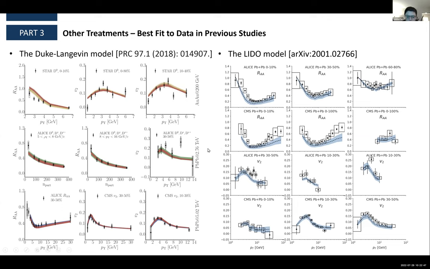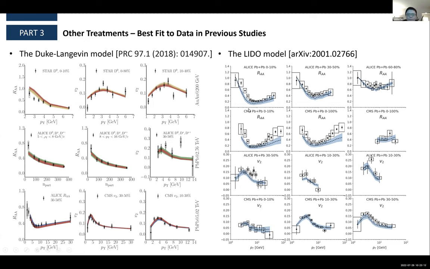And so here I'm showing the best fit of heavy flavor D-meson RAA and V2 using the Duke Langevin equation simulations, and also using the Lido model that I have just talked about.